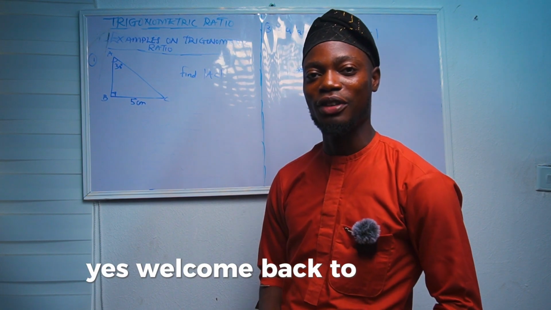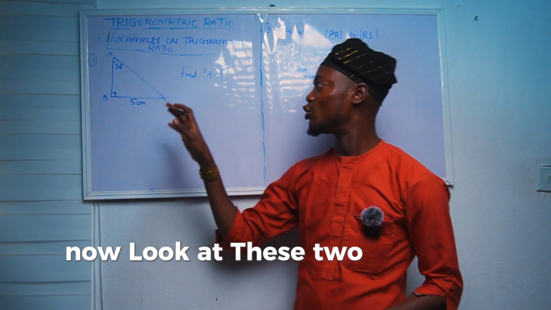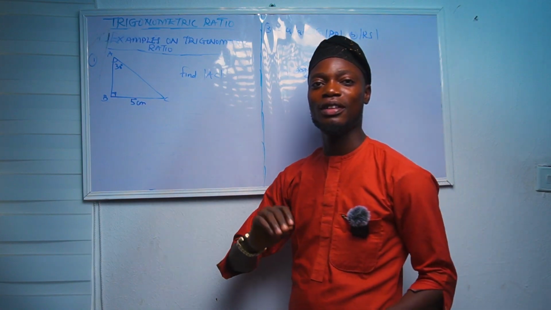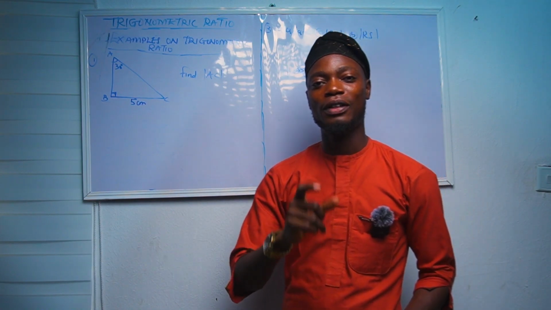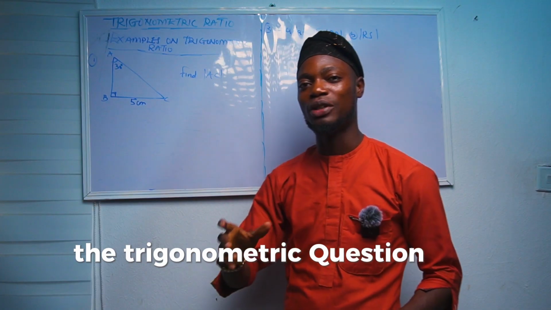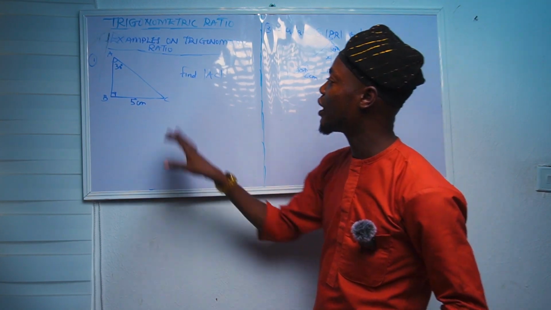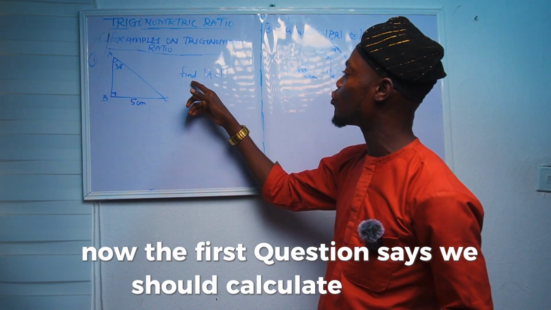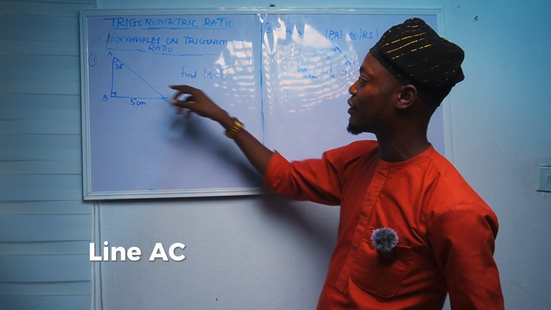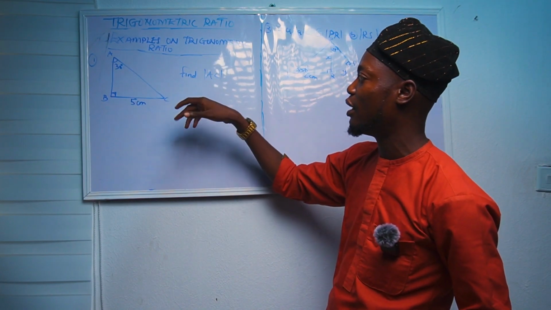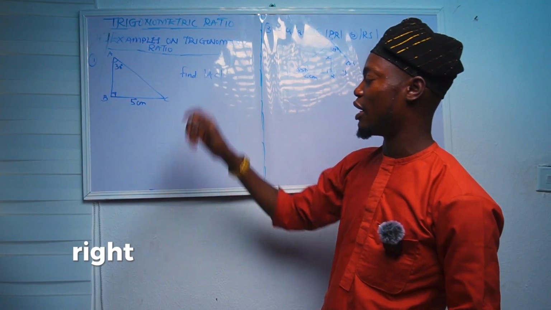Yes, welcome back to the class. Now, look at these two examples that are before us. We want to apply the trigonometric ratio that we did in the previous class in these questions. Now, the first question says we should calculate or find line AC. So we are finding this line from this right angle triangle.